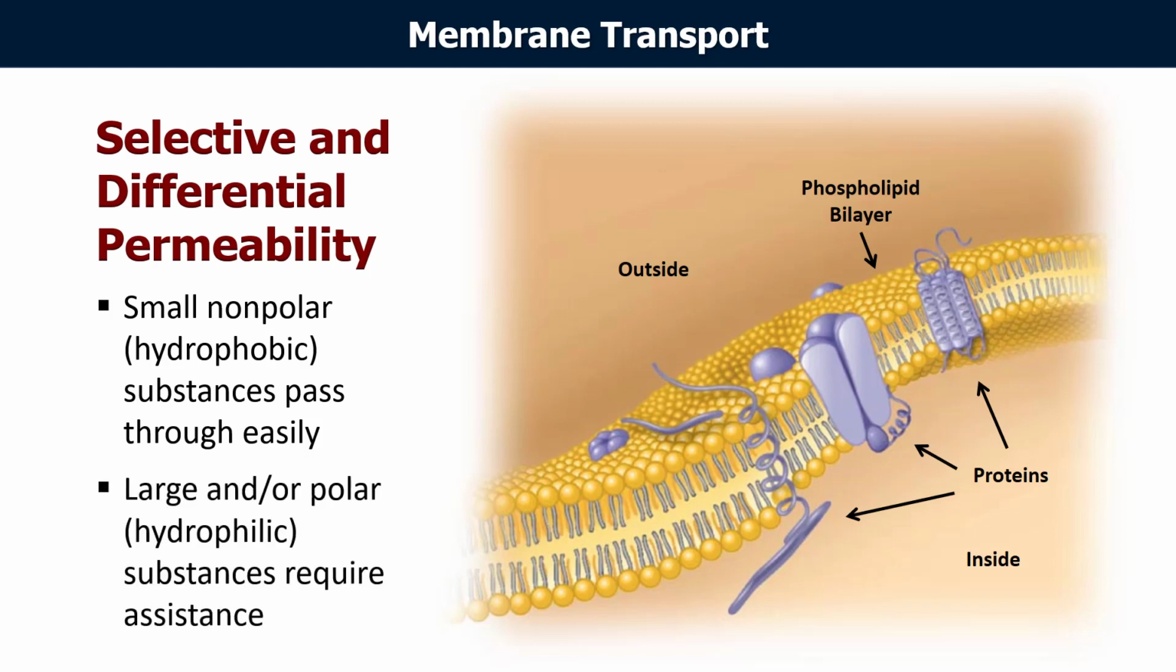If you're a large and/or polar or hydrophilic substance, you're going to need a little bit of help. Large molecules are simply too big to fit between the phospholipids, so they can't wriggle between there. And even if you're small, if you're polar or hydrophilic, you're not going to be able to get through the fatty acid tails. So if you're large and/or hydrophilic, you're going to need some help. Help could come in the way of those proteins. Some proteins can fold up into the shapes of tubes and tunnels to help substances pass through.